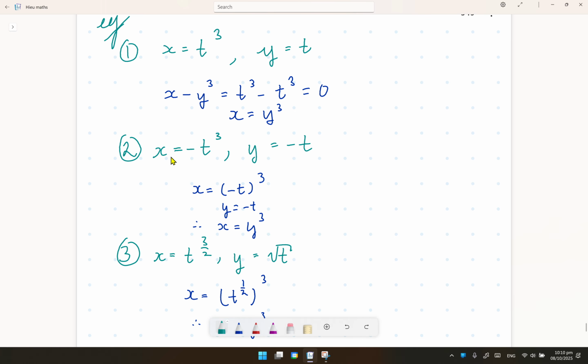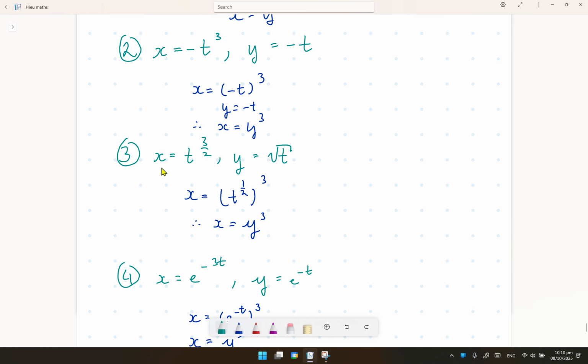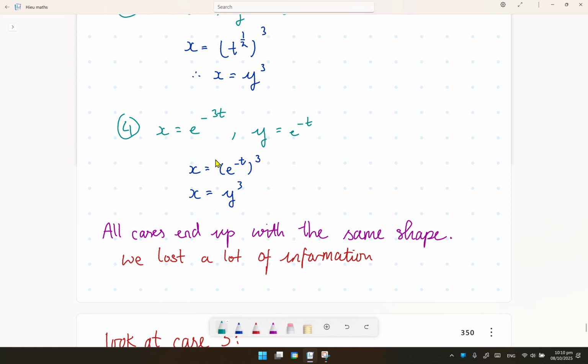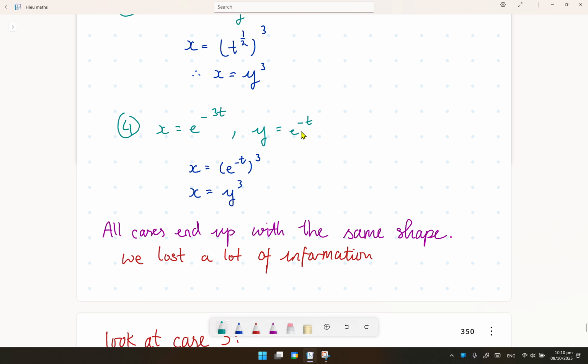But another method you can do is if you had x equals minus t cubed and y equals minus t, well, minus t cubed is just minus t, all of that cubed. And so we can rewrite this and say x equals y cubed. And same thing here, x equals t to the power of 3 over 2, and we have y equals root t. So if we rewrite x as t root t, and then all of that cubed, well, that's simply y cubed. And finally, again, e to the minus 3t, e to the minus t, that's just e to the minus t cubed. Therefore, x equals y cubed.